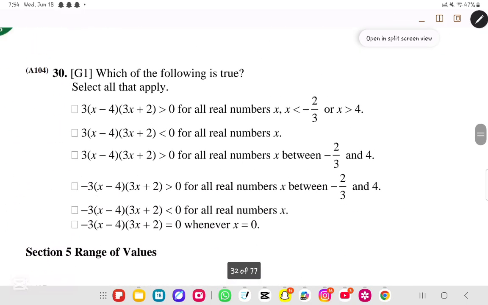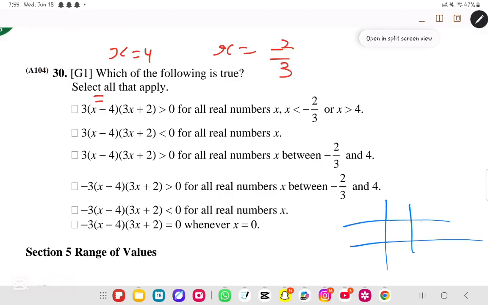We'll move on to question number 30. Here very simply you just need to take the root. So you make it equal to 0, and you'll get that x is equal to 4 and x is equal to minus 2 over 3. Now you will do the table of variation. You will have two roots, minus 2 over 3 and 4. Choose a number less than this, minus 1, in between, 1, and a number greater, for example 7. This is x, this is y. Substitute it in the main equation.